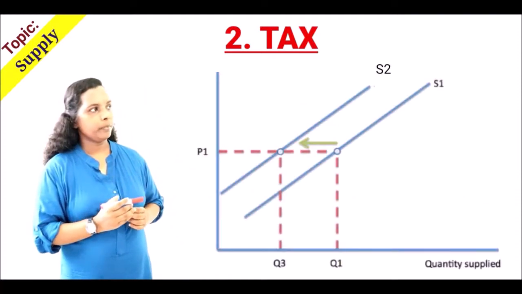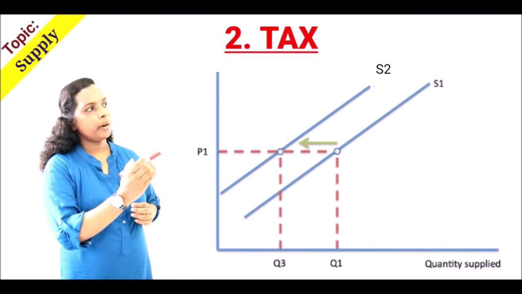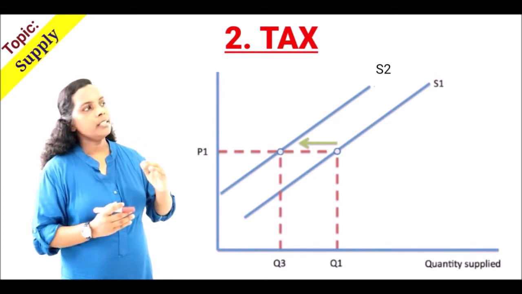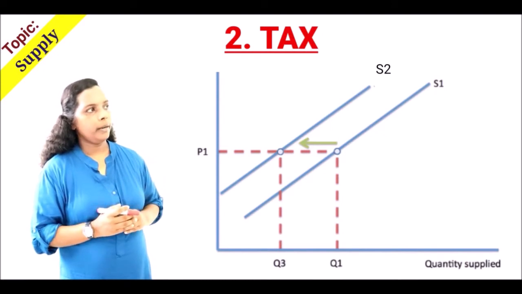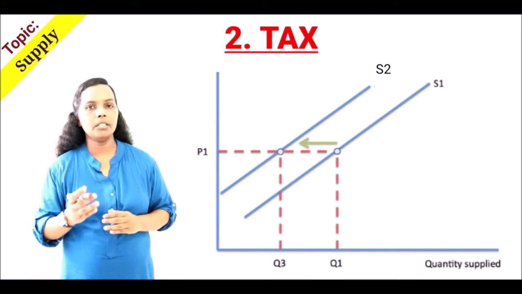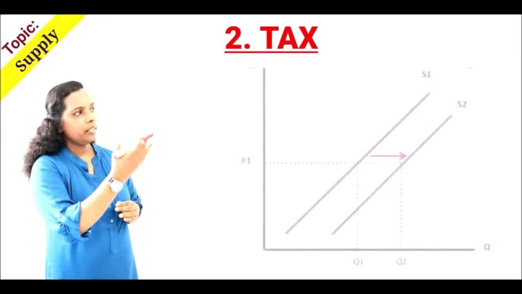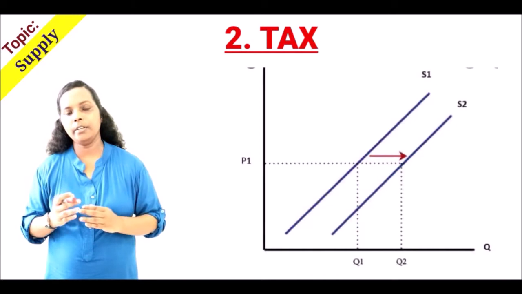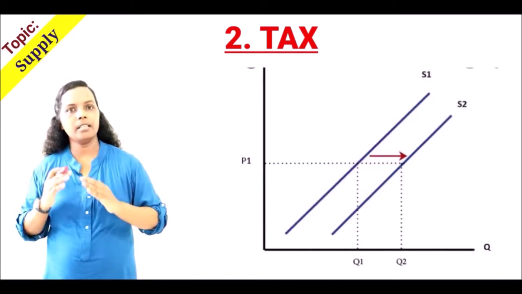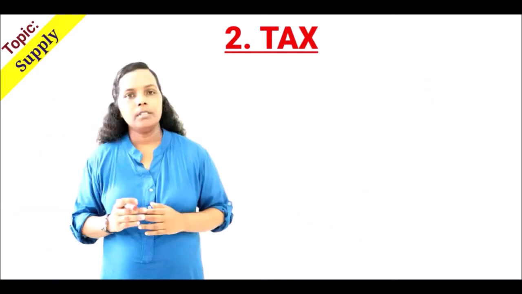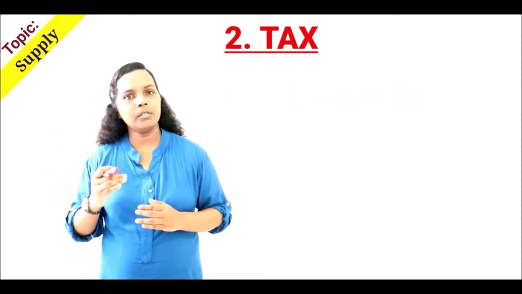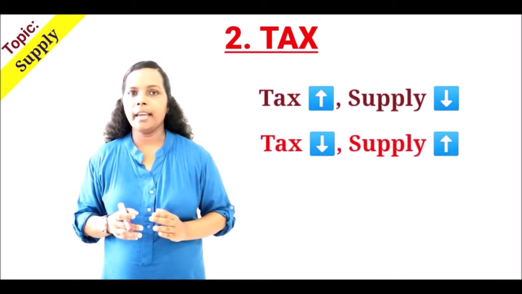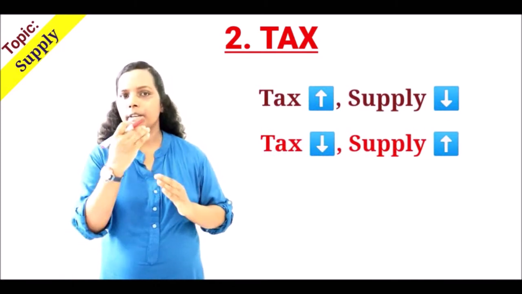Please check the diagram. Here, the supply curve moved from S1 to S2 to the left because an increase in tax will reduce the supply of goods and services available to the market. But in the next diagram, a decrease in the tax will encourage the firm to produce more goods and services and supply to the market. So, an increase in tax will shift the supply curve to the left and a decrease in tax will shift the supply curve to the right.